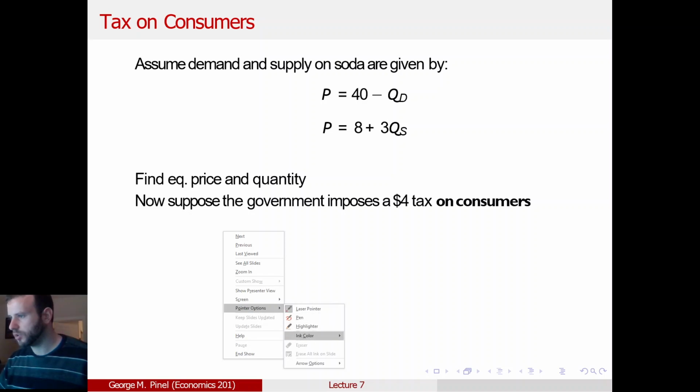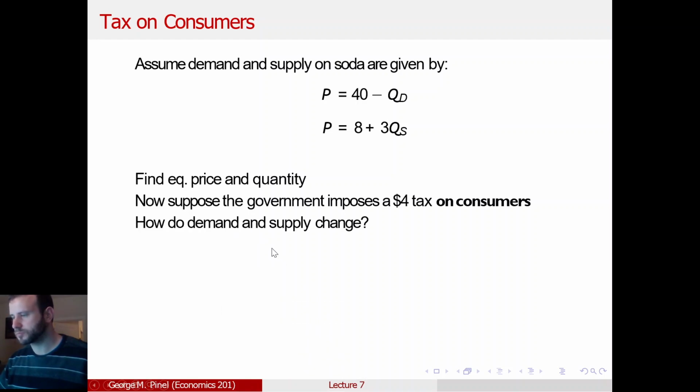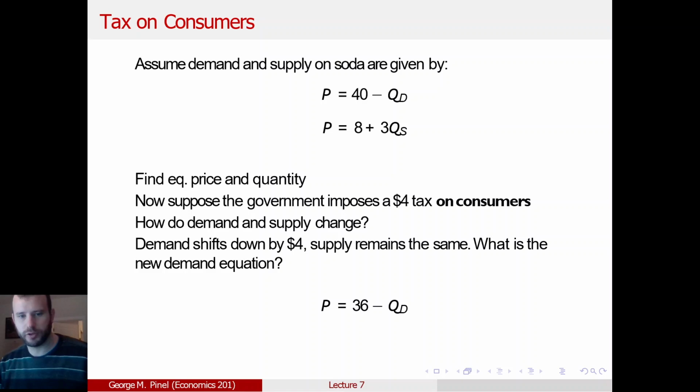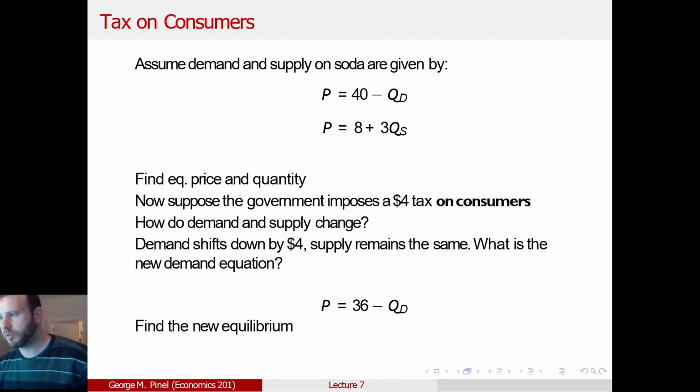So how did demand and supply change? We said demand shifts down by 4. What is the new demand equation? It's going to be 36 minus QD, because it's shifting down by 4. Then we found the new equilibrium by replacing this equation in for the one down here, and that gave us the price that consumers pay before the tax. We added 4 to get the price consumers pay after the tax.